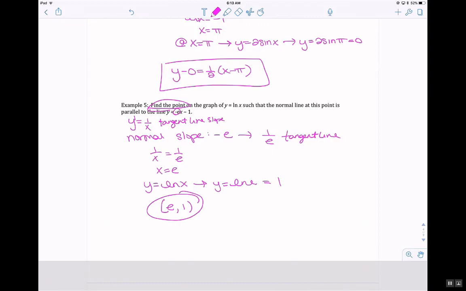So what did we do here? We found the point on the graph of y equals ln of x, such that the normal line at the point is parallel to that particular equation, which means that I was given my normal slope. I then changed my normal slope to a tangent line slope, and then set it equal to my derivative of ln of x. And then I solve. Once I get my value of x, I then have to find a corresponding y value, and so I take that value, which is e, and I plug it into my original equation.